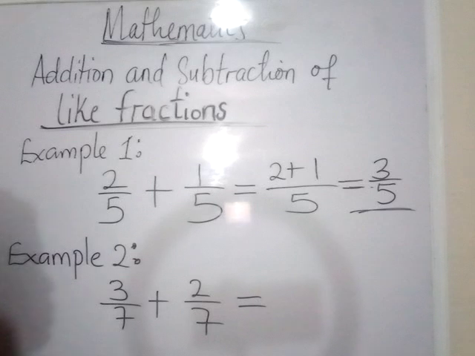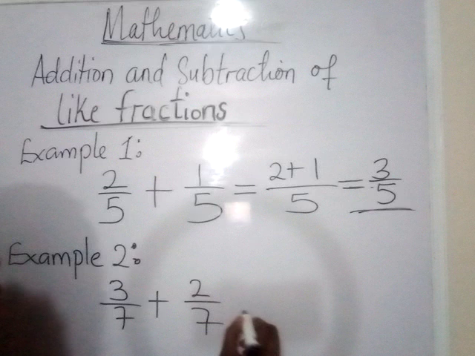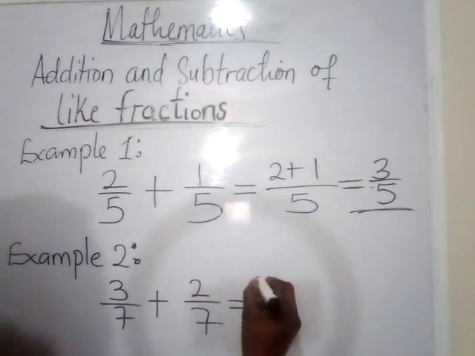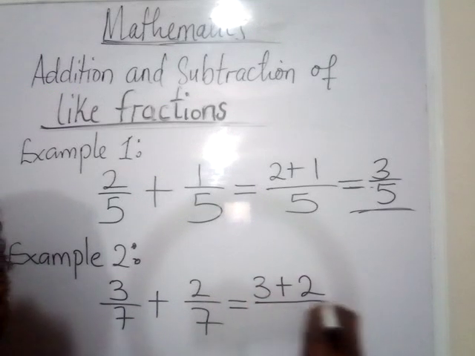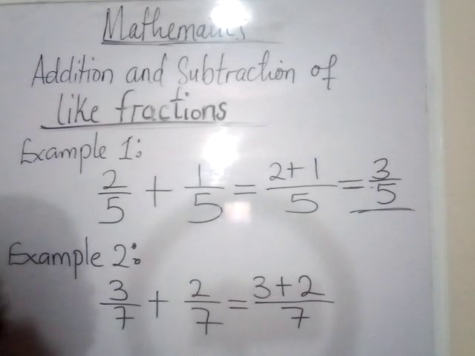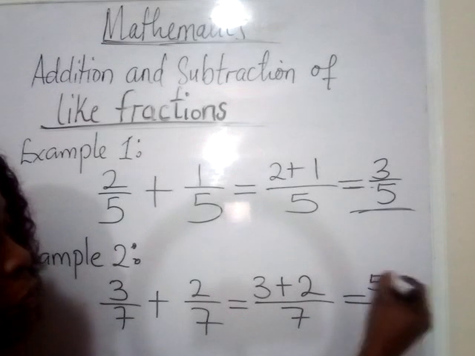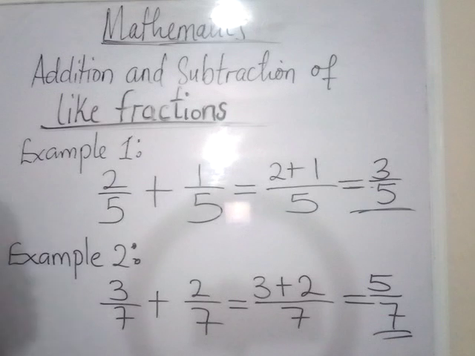Next we're going to look at the second example. Here you have the numerators 3 and 2. So you have 3 plus 2 over 7. Now what do you do next? You add the numerators. 3 plus 2 gives us 5, and that is over 7. That's the answer. You can see it's very simple and straightforward.